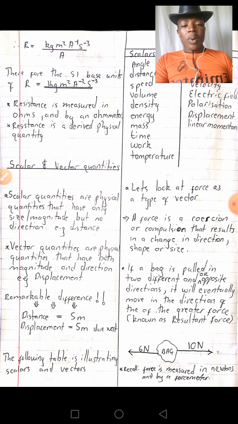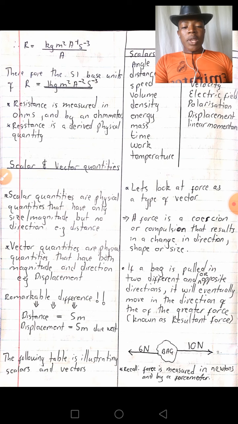Scalar and vector quantities. Scalar quantities are physical quantities that have only size or magnitude but no direction, e.g. distance, speed, volume, density, energy, and so forth. Vector quantities are physical quantities that have both magnitude and direction, e.g. displacement, polarization, electric field, and so on.